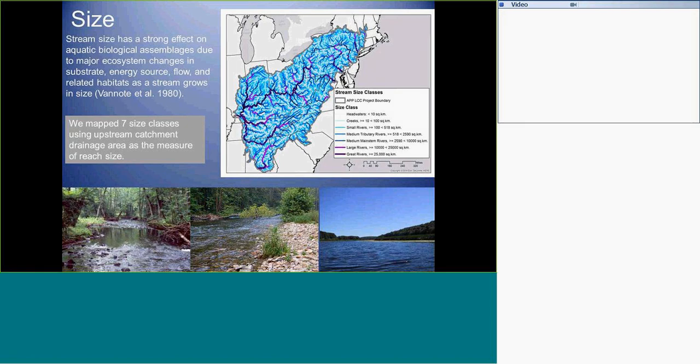We mapped 7 size classes and measured the size class based on the size of the upstream watershed or drainage area. The classes range from very small headwaters that had less than 10 square miles in their watershed, all the way up to great rivers that had 25,000 or more square miles in their watershed. And you can see in this map here the different size classes.